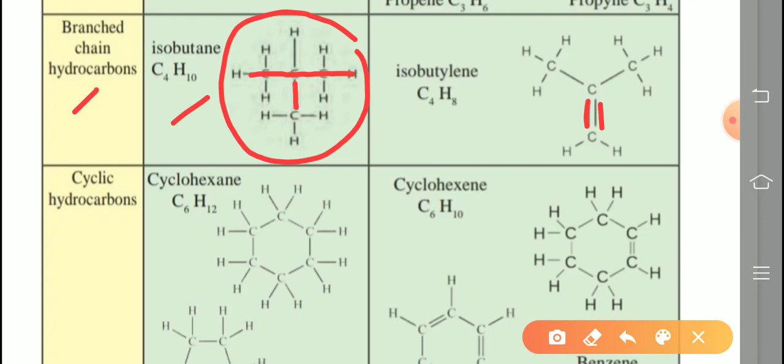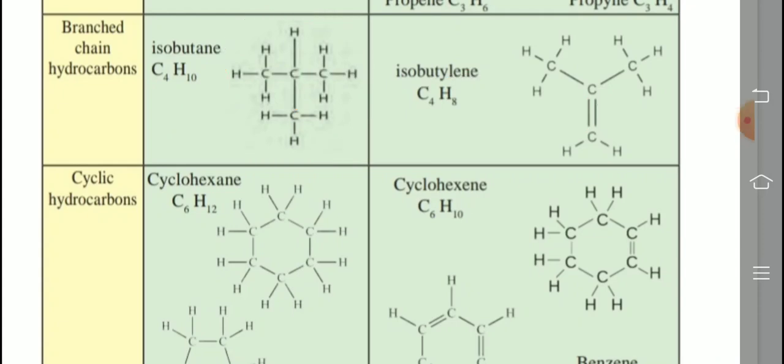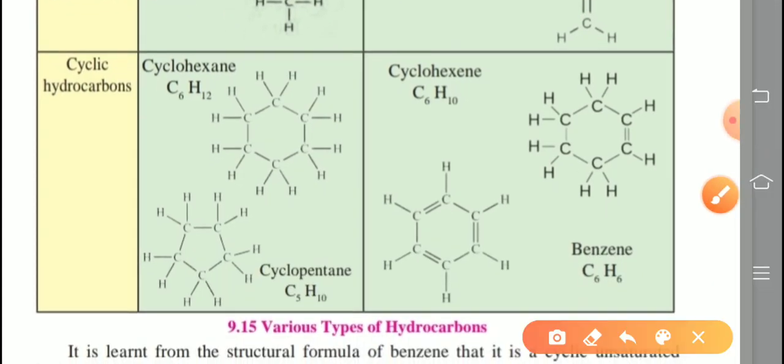So it is a butane, but a double bond is present. So what? Butylene, yeah, butene. Isobutene, yeah, isobutylene, that is the name. Next, in case of cyclic hydrocarbons also, saturated as well as unsaturated compounds are present. Saturated means single bond.